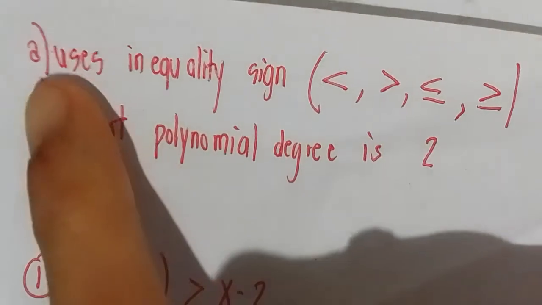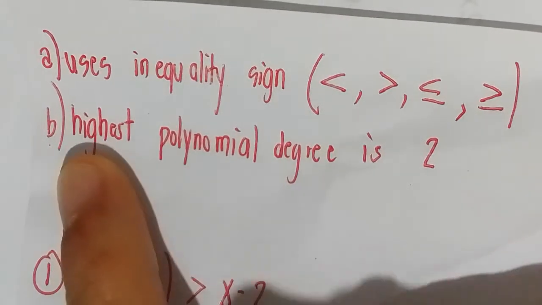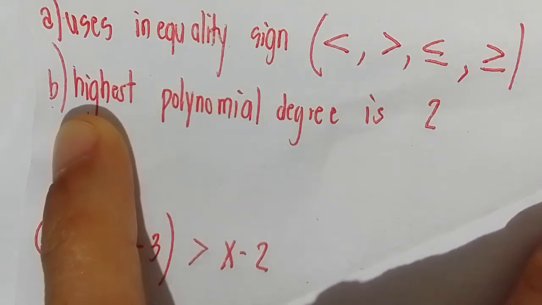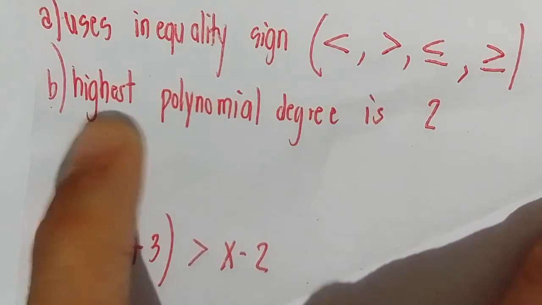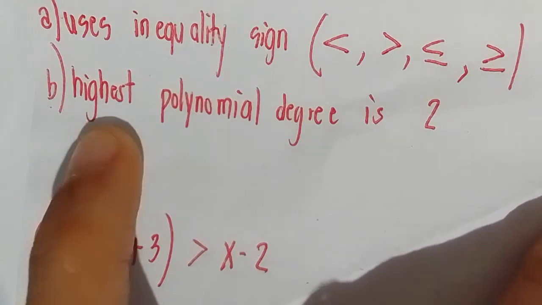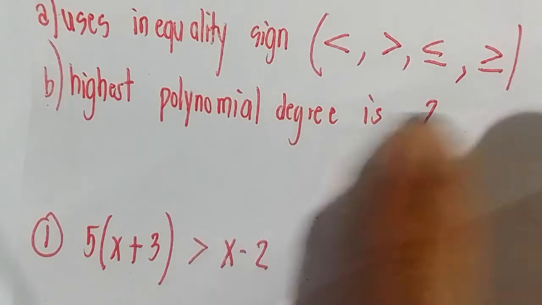Now, if check ang first condition, dapat i-check pod nimo kung sakto ba pod ang iyang second condition before ka mo ingon nga the relation is a quadratic inequality. So, unsa may second condition? The second condition is dapat ang highest polynomial degree is 2.